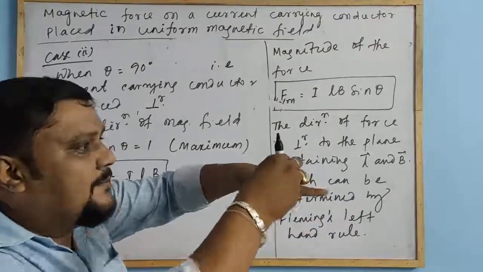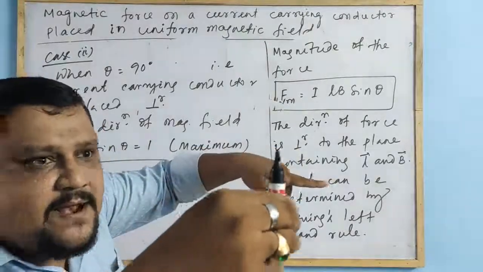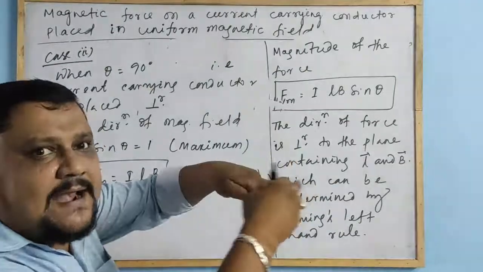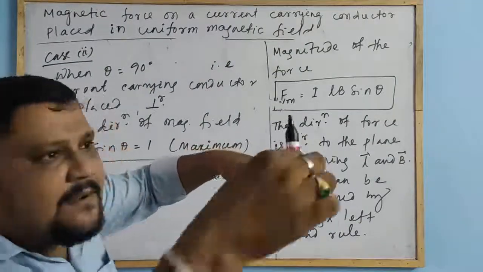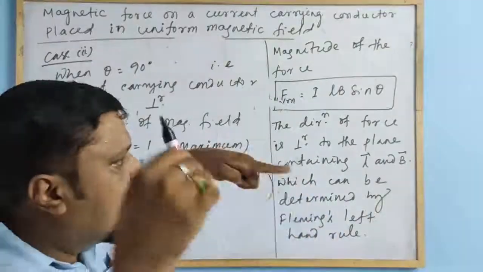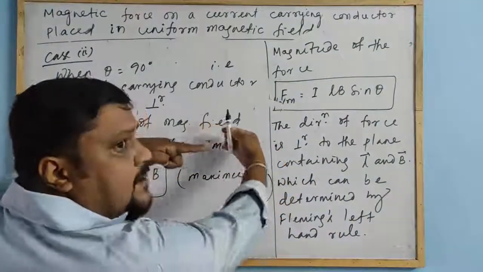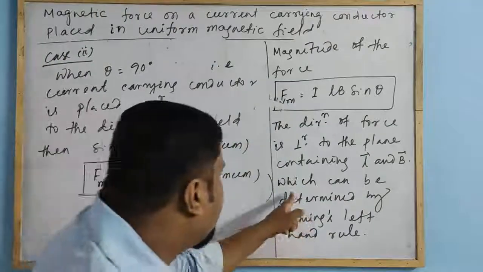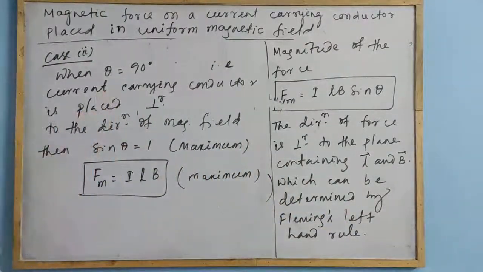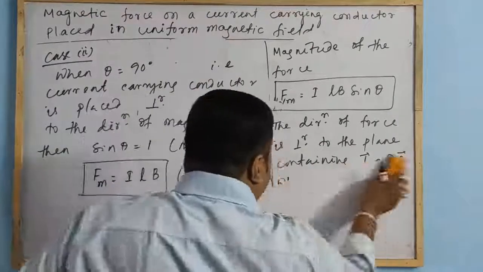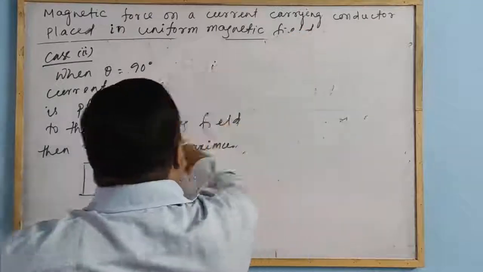In what direction? Perpendicular to the plane containing the conductor and the magnetic field. Both are in this plane, so the force will be along this direction, perpendicular to it. Inward or outward can be determined by Fleming's left hand rule. Now I will switch over to Fleming's left hand rule.